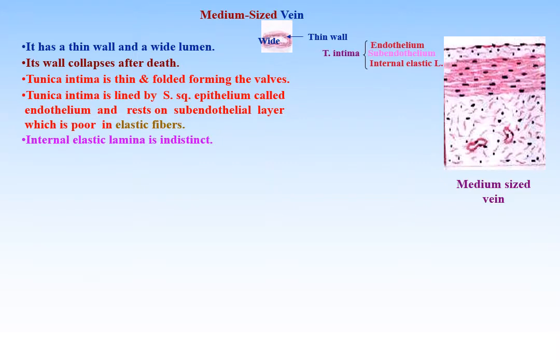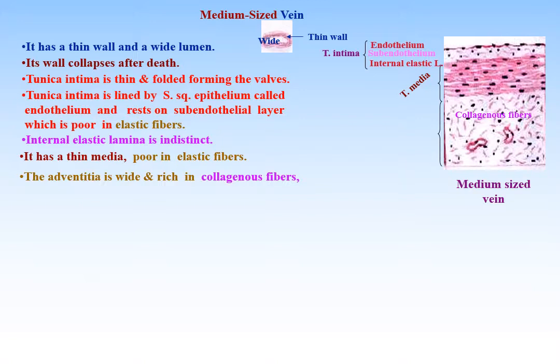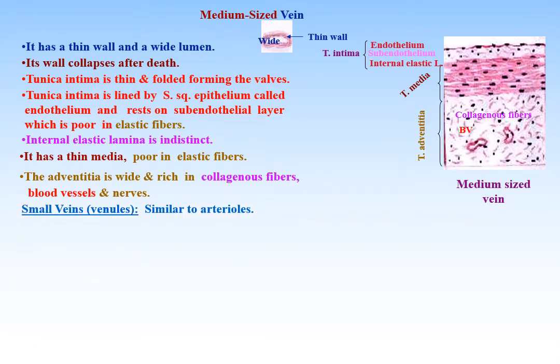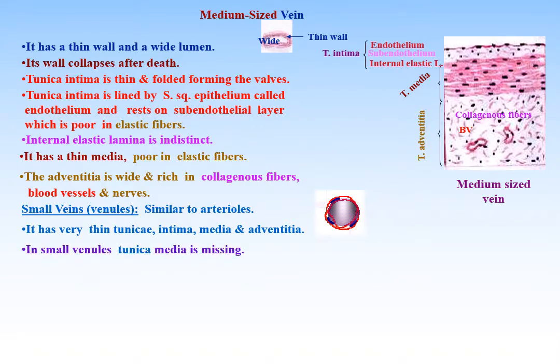Tunica media is thin, poor in elastic fibers, while tunica adventitia is thick and rich in collagenous fibers, blood vessels, and nerves. Small veins and venules are similar to arterioles, and have very thin tunica intima, media, and adventitia. In small venules, tunica media is missing and there is a very thin tunica adventitia.